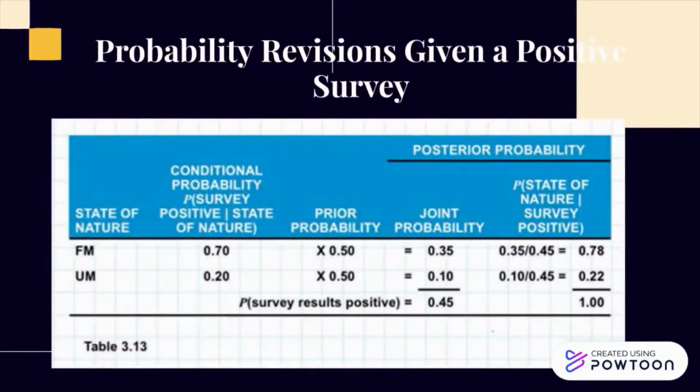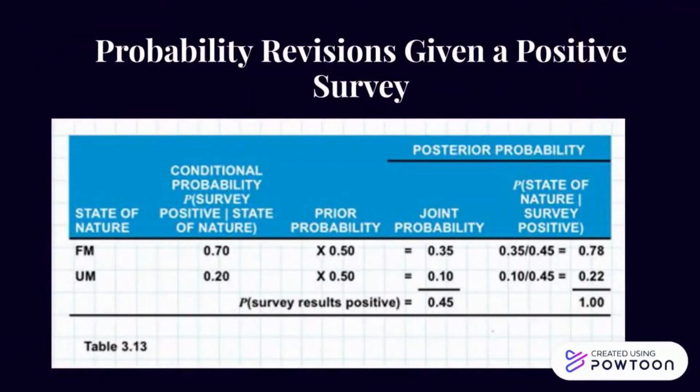Here is the updated probability revision given the positive survey, or the posterior probability. A posterior probability in Bayesian statistics is the revised or updated probability of an event occurring after taking into consideration new information. In statistical terms, it is the probability of event A occurring given that event B has occurred. In this case, we are looking at a favorable market, taking into consideration both the promoters and the detractors.